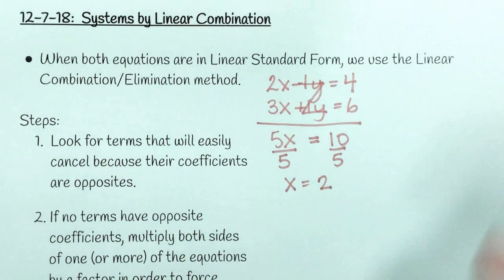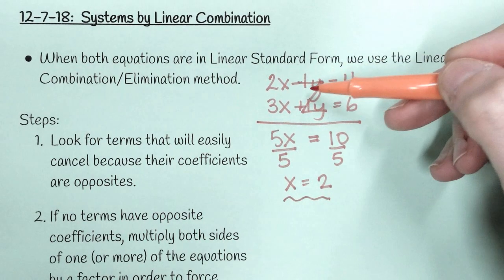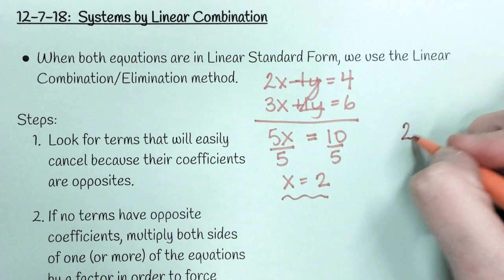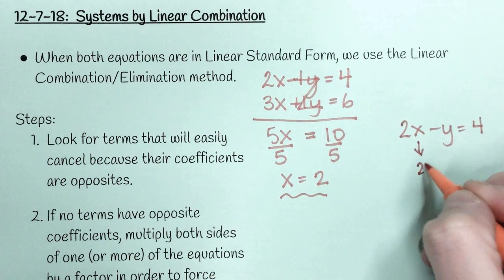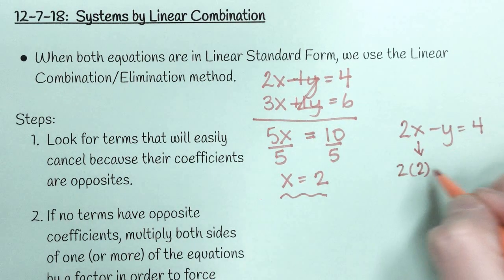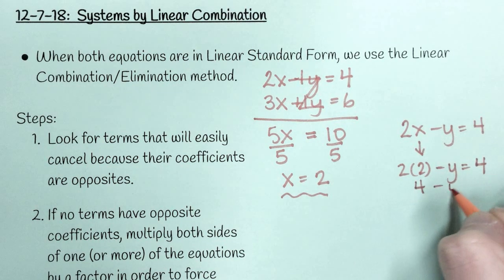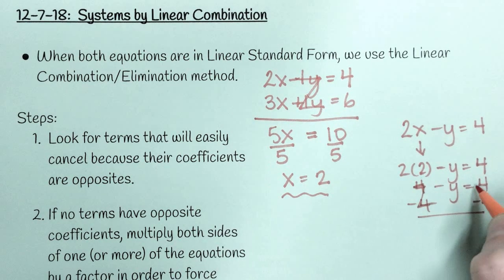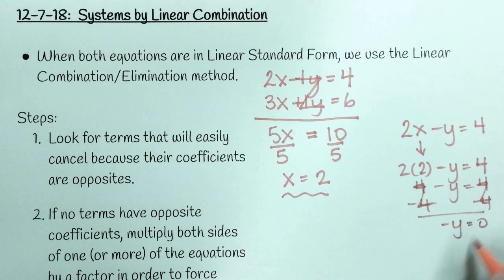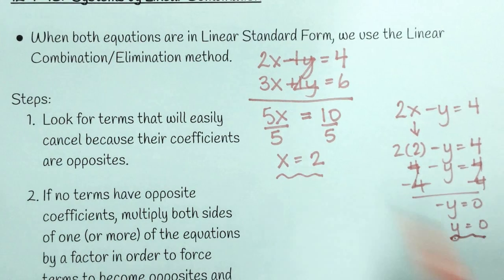At this point, the process is largely the same as the other ones. I take this x equals 2, and I plug it back into one of my equations. I have 2x minus y equals 4. So I'm going to put my x there. So 2 times 2 minus y equals 4. 2 times 2 is 4, minus y equals 4. If I subtract 4 from both sides, I get -y equals 0. Okay, and when I flip that, there's no such thing as -0, so y equals 0. I think x is 2 and y is 0.